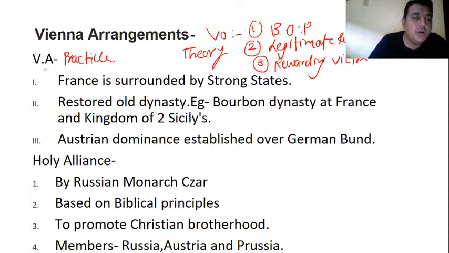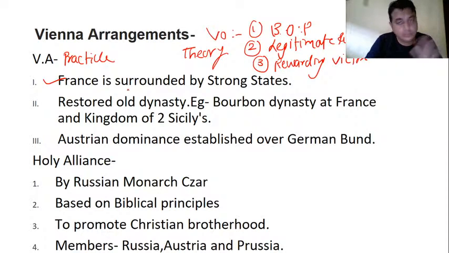How? Vienna Order, balance of power. So balance of power, how are they going to establish it? Here France is surrounded by strong states, so that France is not going to be powerful and the balance of power is established. Clear? France remains confined to its territory only. Second, restore the old dynasty, means wherever the old dynasty ruled and the French Revolution ended their rule, restore them. Find a person from that family and establish that person as head of the state.